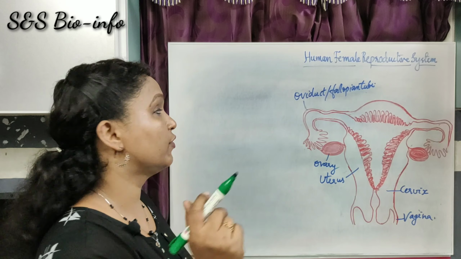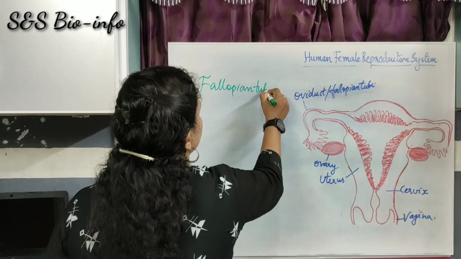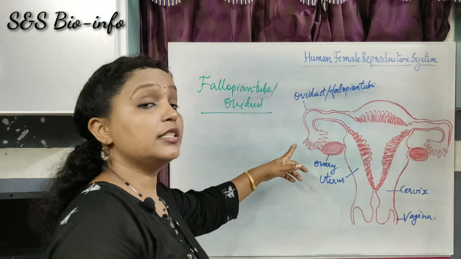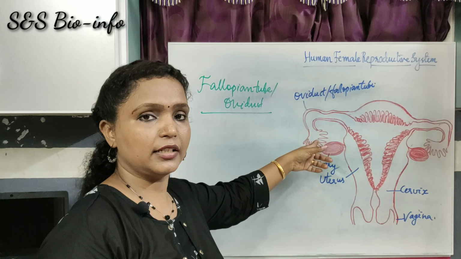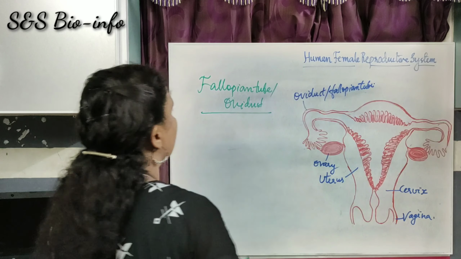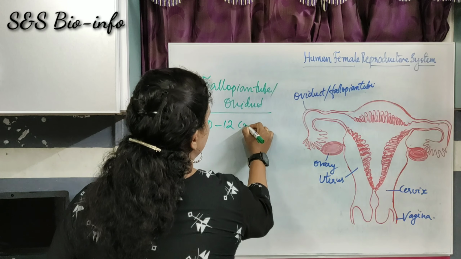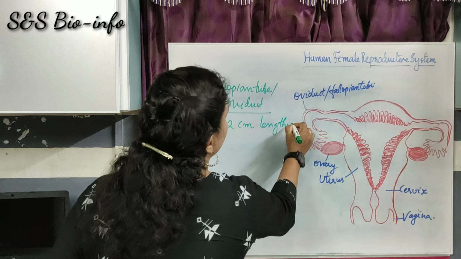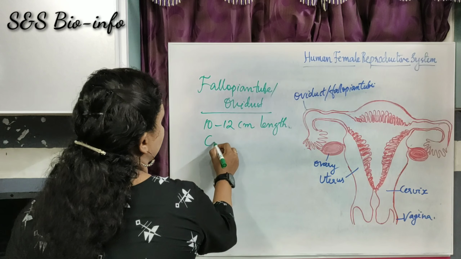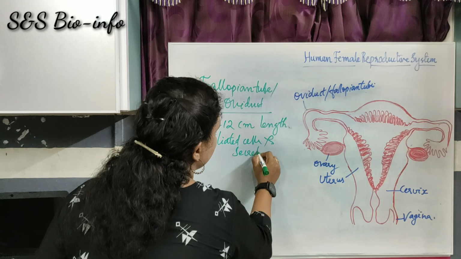Next part is the oviduct or fallopian tube. There is a pair of fallopian tubes or oviducts in the human female reproductive system. Here you can see the right one and the left one. It is about 10 to 12 centimeter in length. Internally, it has ciliated cells and secretory cells.